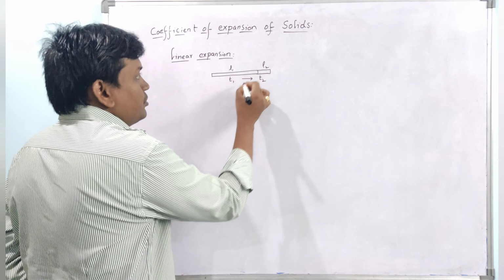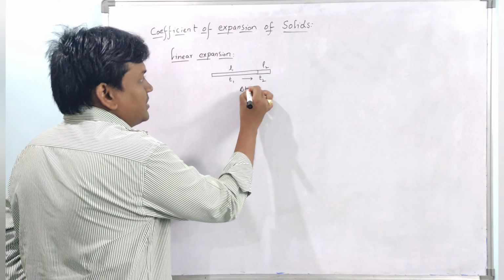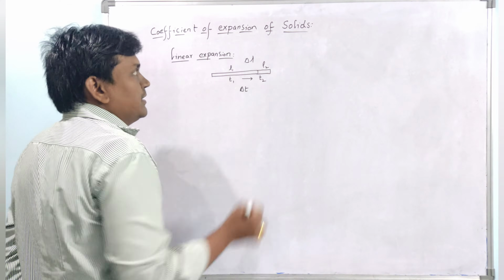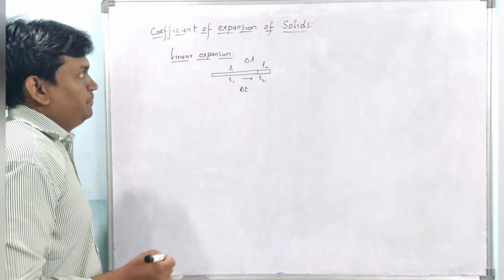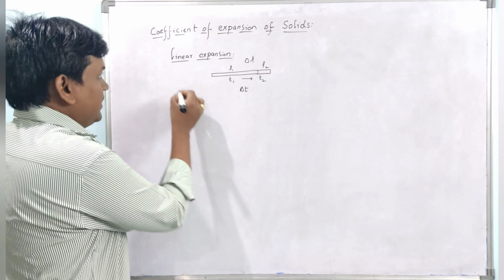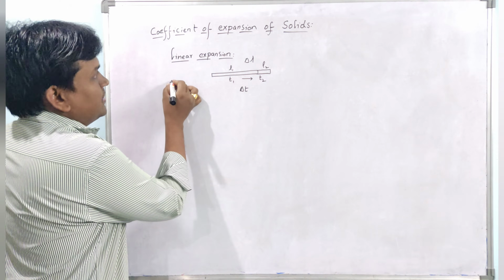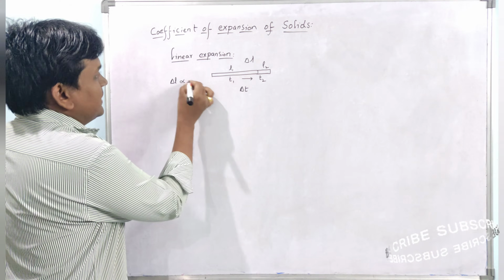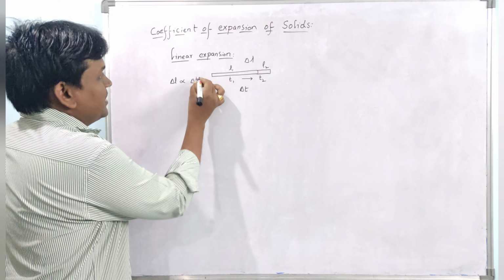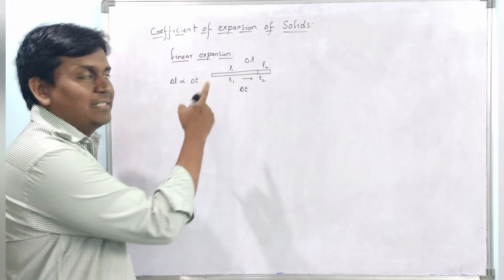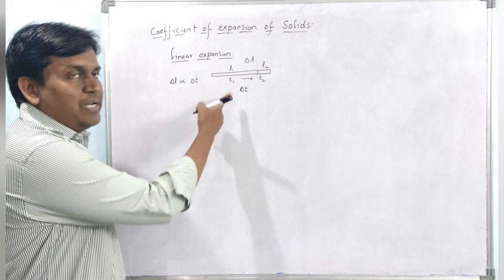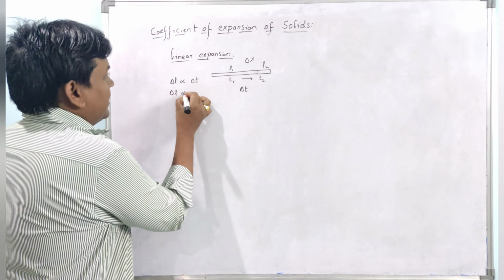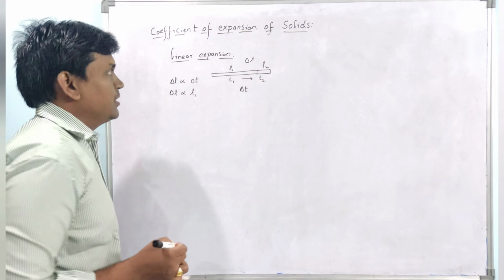Due to the change in temperature delta T, there is a change in length of the rod, that is delta L. By this we can say that the change in length is directly proportional to the change in temperature. The change in length in the rod is due to the change in temperature, and the change in length is directly proportional to the length L1 also.